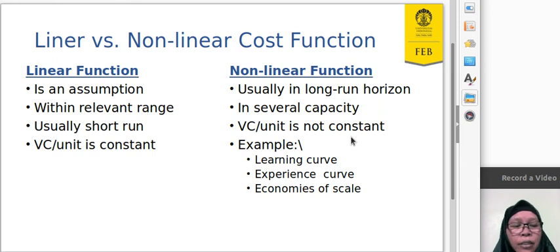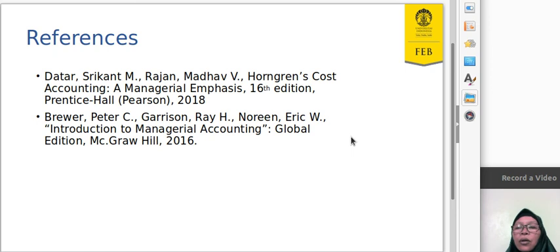Okay, so I think this is all related to this topic, cost behavior. Hope you enjoyed the lecture, and I hope that it can give you benefits in understanding cost behavior.